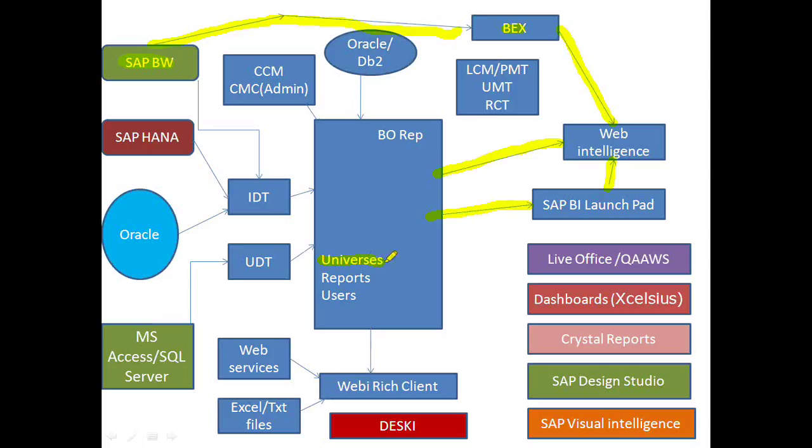Okay, so how can we implement the universe? The universe can be implemented using different tools, which are the IDT and the UDT. The UDT is the older version tool, still available in 4.1. The IDT was newly introduced in 4.0, sorry, and is available in 4.1 as well. Then why do we need two tools to design the universe? The UDT is the very old version, coming from business object 5.0. But new features were added in IDT.